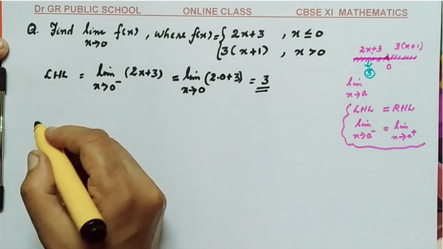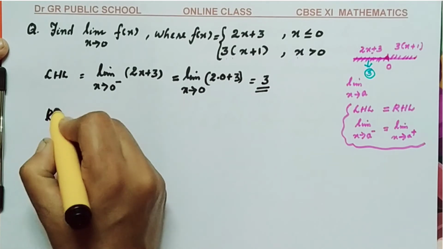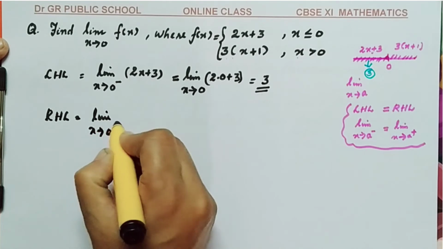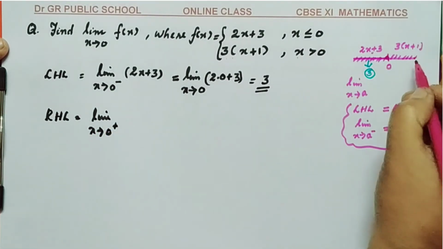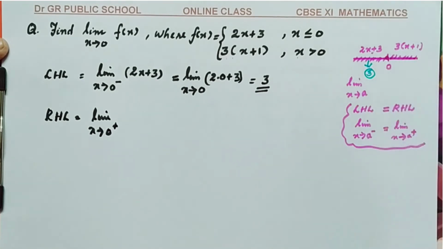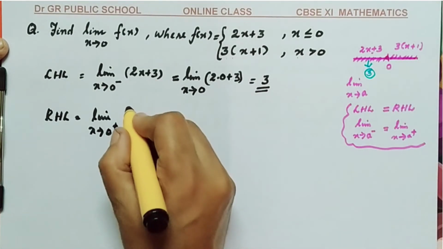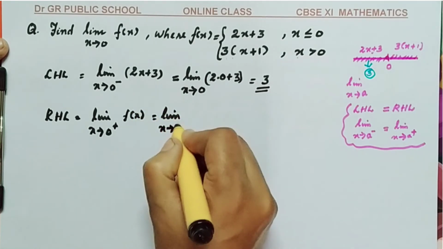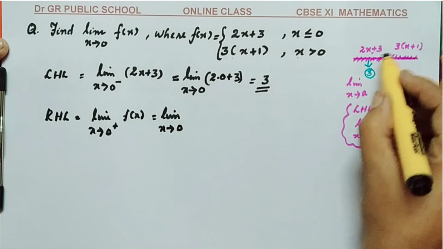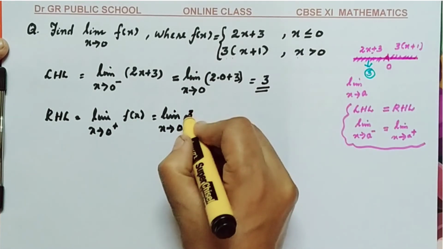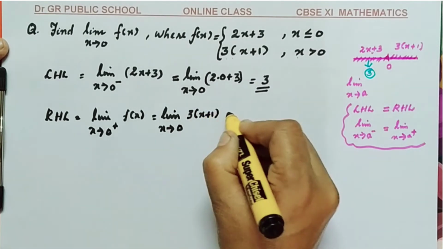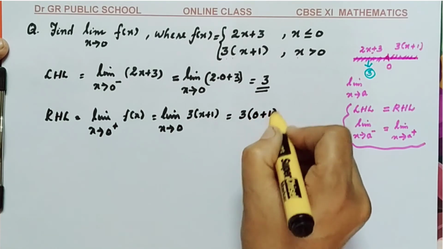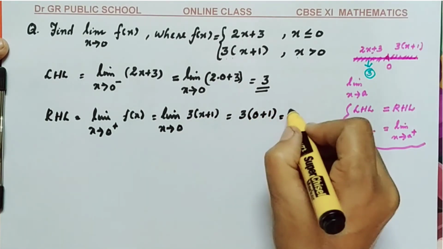Now we can take the right hand limit, RHL. RHL is limit x tends to 0 plus. 0 plus means that the function is approaching 0 from the right side. So limit x tends to 0 plus f(x) equals limit x tends to 0. When the function is approaching 0 from the right side, the value of f(x) is 3 into x plus 1. Now we can substitute the value of x as 0, so 3 into 0 plus 1, x can be taken as 0. So the answer is 3.